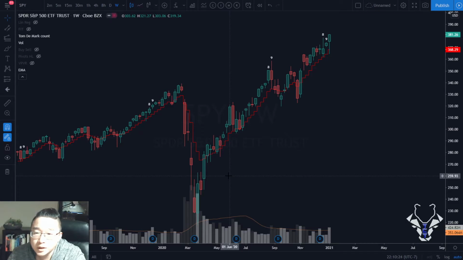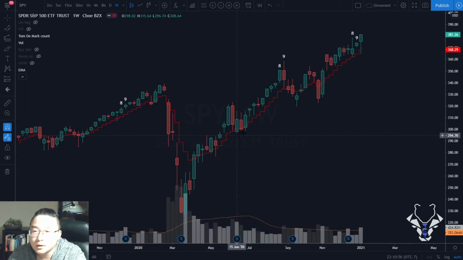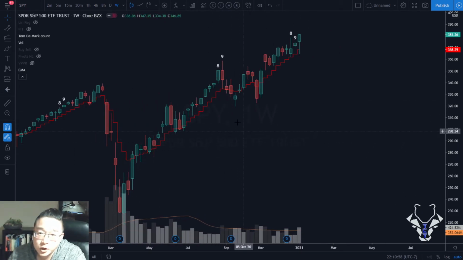So the way this works is, as long as the closing price of the candle is higher than the fourth candle before this, so 1, 2, 3, 4, this would have counted towards that number. So let's see, 1, 2, 3, 4. So this one would have been the 1, 2, 3, 4, 5, 6, 7. Actually, anyways, I gotta go. You can count it out, but it's extremely accurate.